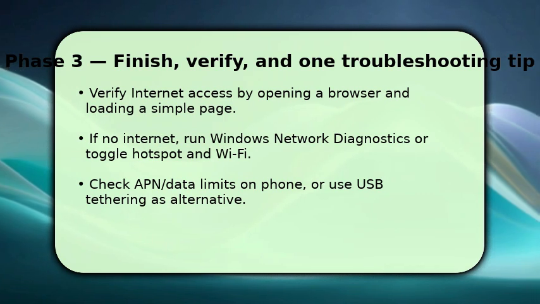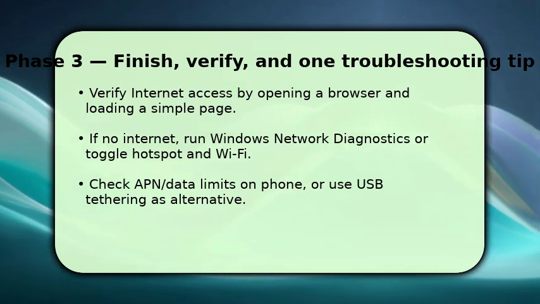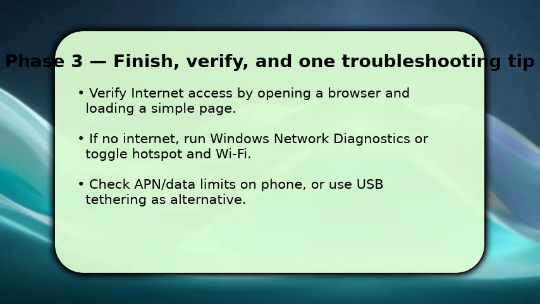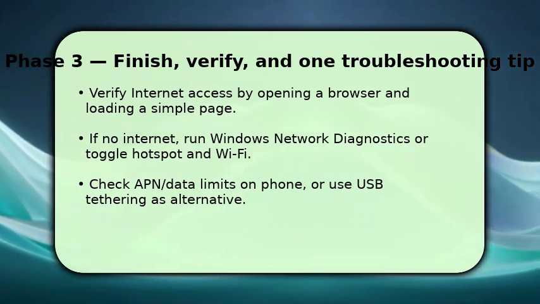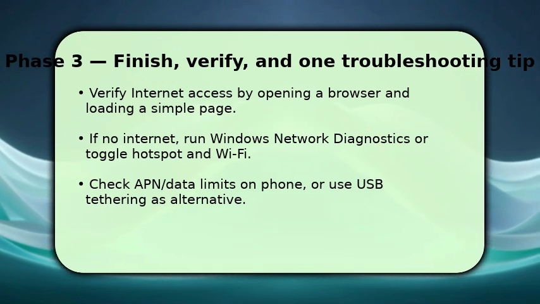If the problem persists, check your phone's mobile data, APN, and any carrier limits. As a reliable fallback, use USB tethering for a direct connection that bypasses wireless interference.